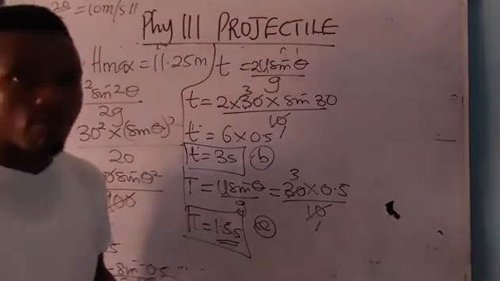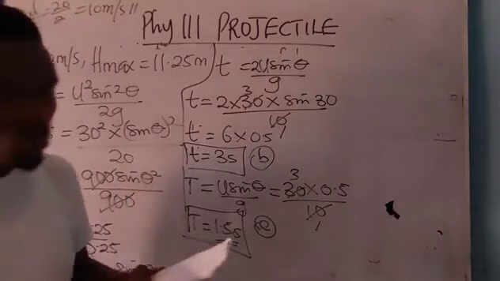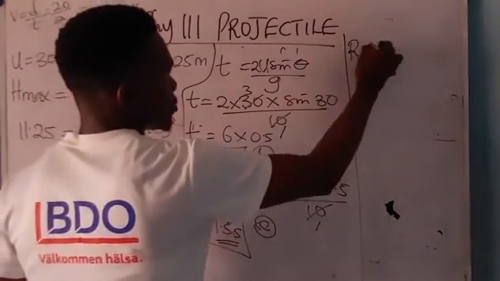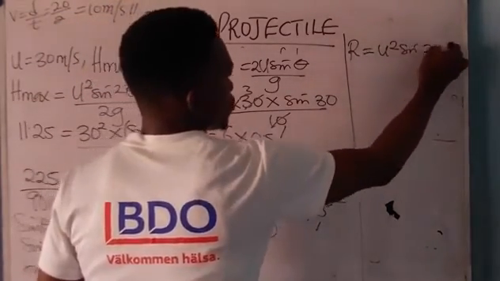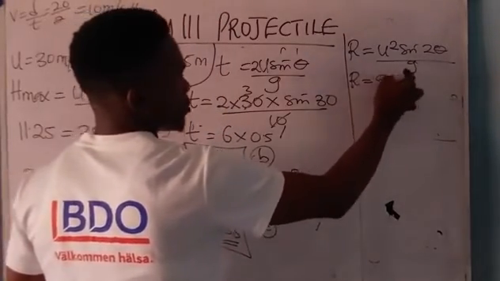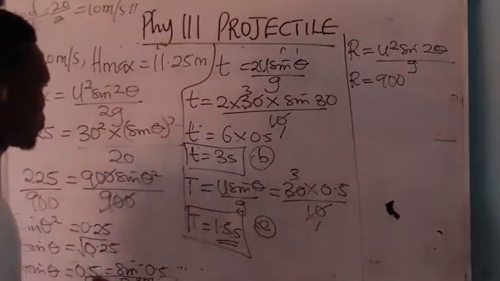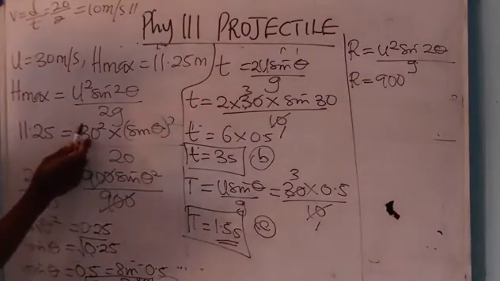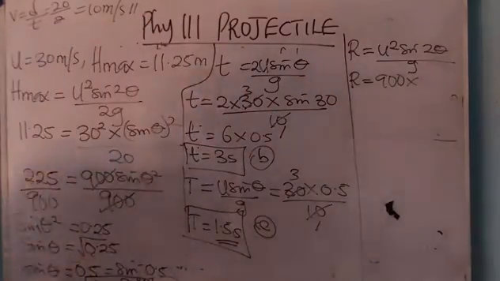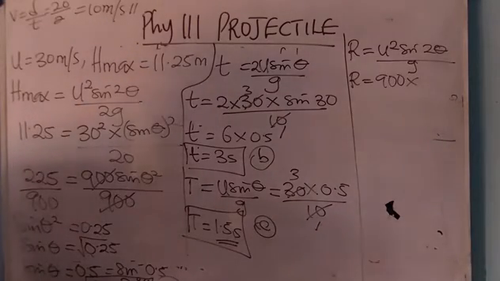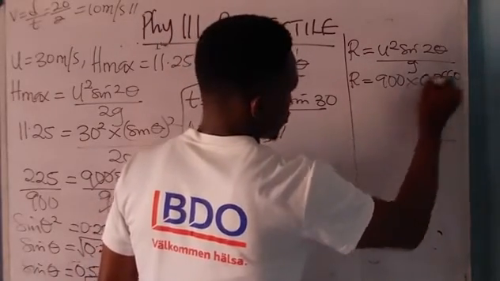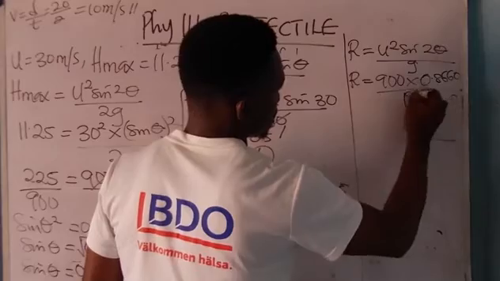Now, D, it said two-thirds of the square of the range, two-thirds of the square of what? The range. So it gives us that range equals what? U squared sine 2 theta over g. Range equals what? This 900. You know I got my 900, right? You know U is what? 30. So 30 squared is 900 times sine of 2 times 30, which is 60. And sine 60 is 0.8660 divided by 10.